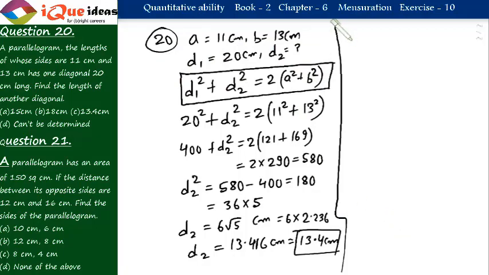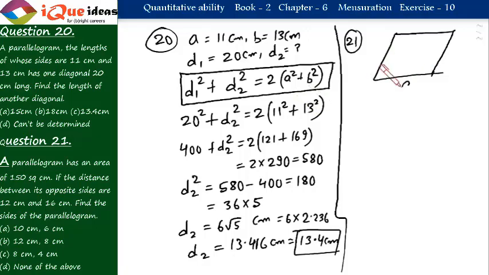Okay. Now let's take question number 21. It says the parallelogram has an area of 150 centimeter square. If the distance between its opposite sides are 12 centimeter and 16 centimeter, find the sides of the parallelogram. Now this is another interesting question. First let's draw the diagram.